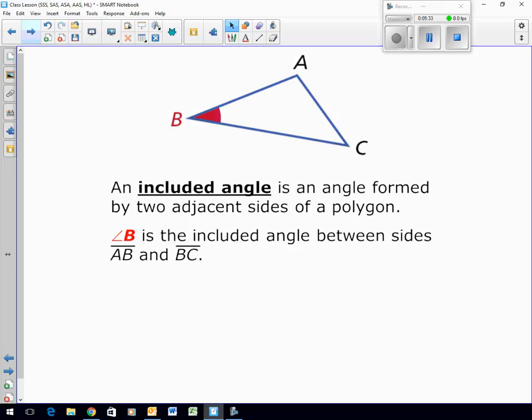Luckily for you guys, in a triangle, how many angles do I have? Three. So angles have to be either included or excluded, right? We call them remote. But yeah, you're either in or you're not. That's kind of the deal.